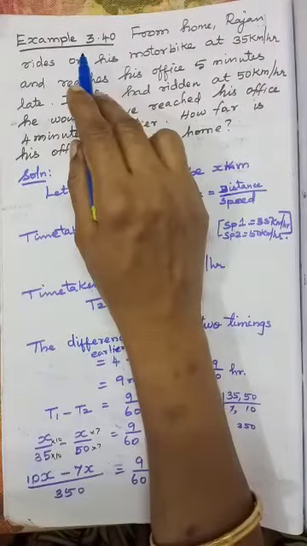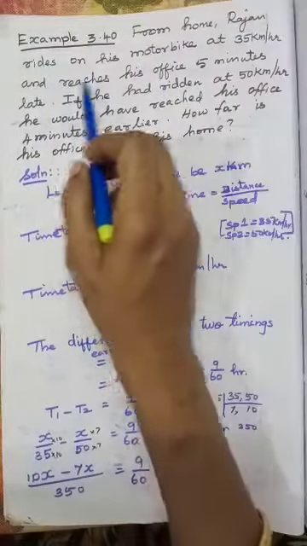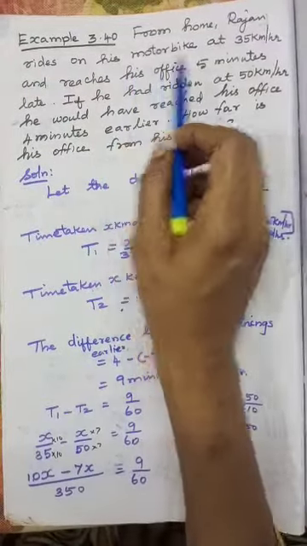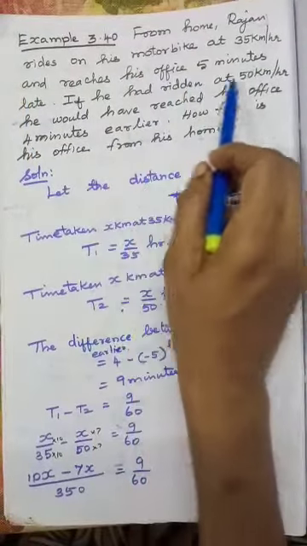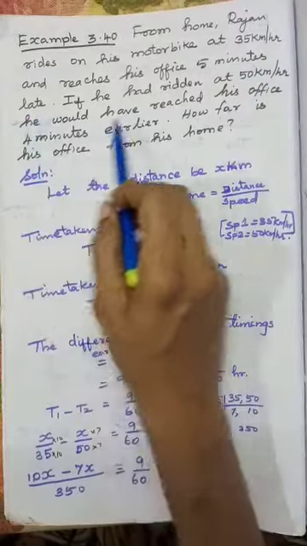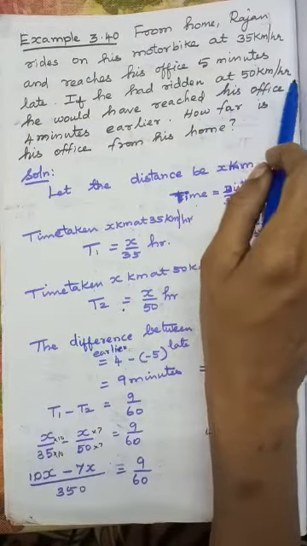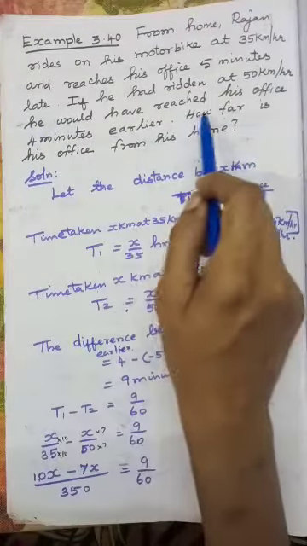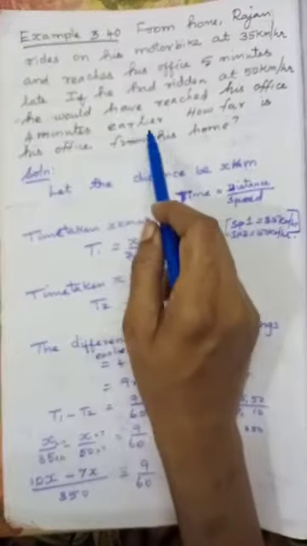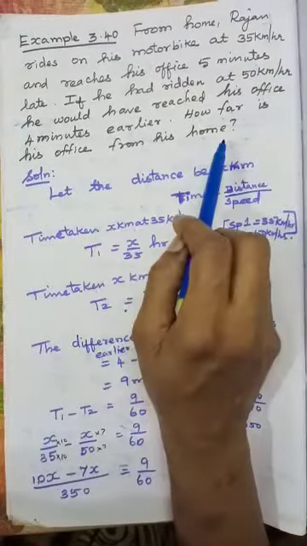Example 3.40. From home, Rajan rides on his bike at 35 km per hour and reaches his office 5 minutes late. If he had ridden at 50 km per hour, he would have reached his office 4 minutes earlier. How far is his office from his home?